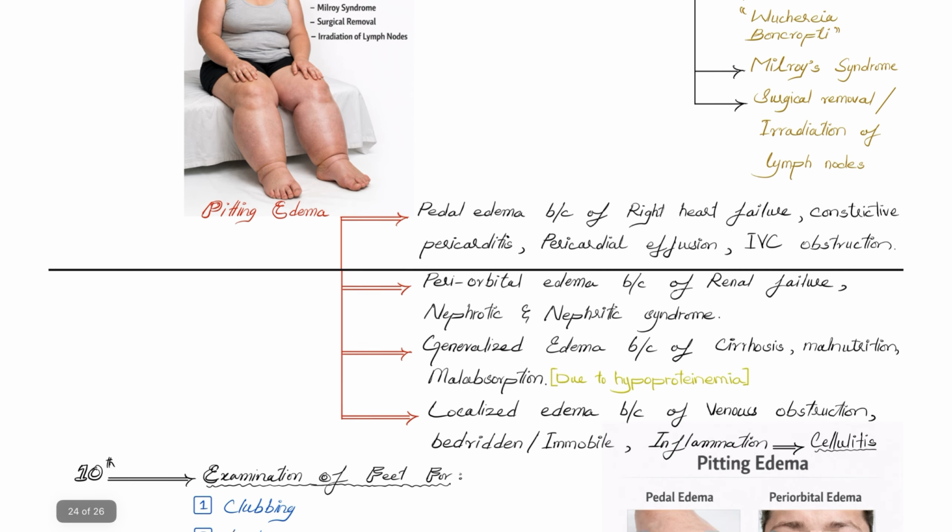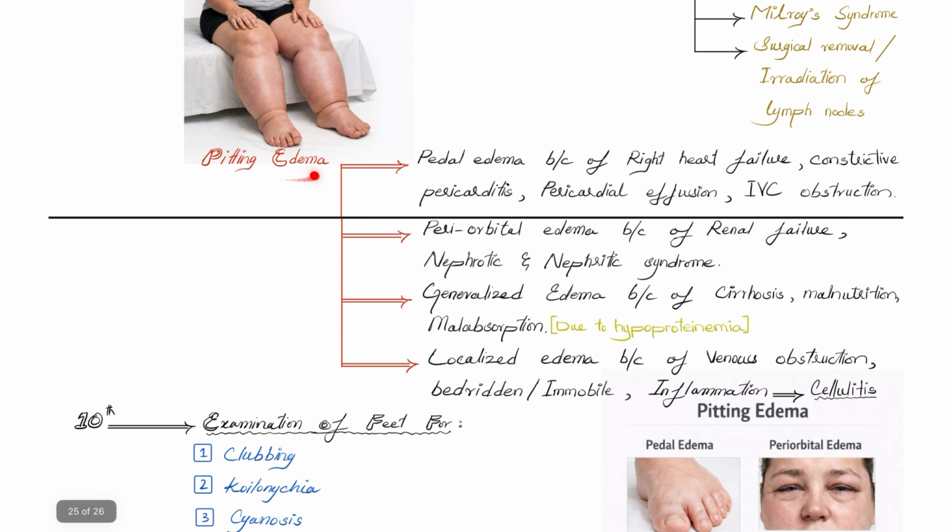Then pitting edema means the mark of the pressing finger can be imprinted. You can find pedal edema because of right heart failure or constrictive pericarditis or pericardial effusion, or it can also be found in inferior vena cava obstruction. Periorbital edema is also pitting edema. It can be caused due to renal failure, nephrotic or nephritic syndrome. Or you can find generalized edema because of cirrhosis, malnutrition, and malabsorption.